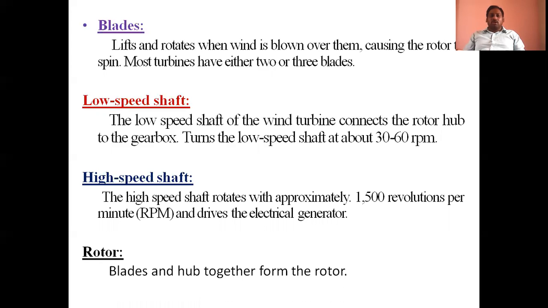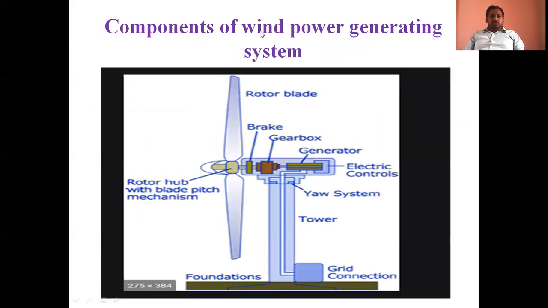And rotor. Rotor means it is a rotating system. Rotating system means the wind turbine is the rotating system. Remaining all are fixed. So that's why here blades and hub together form the rotor. That means blades and hub, so see here, this one and here. So this is only rotating and this is only rotating. Remaining all are stationary. That's why this is only the rotor. Remaining all are stationary systems.